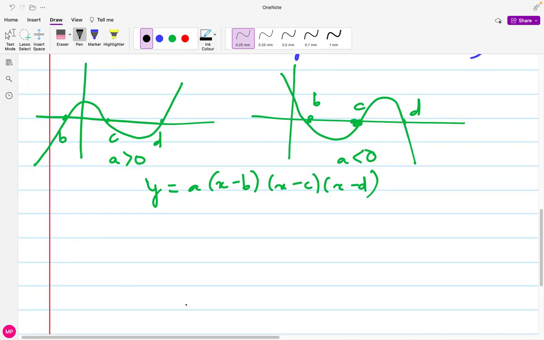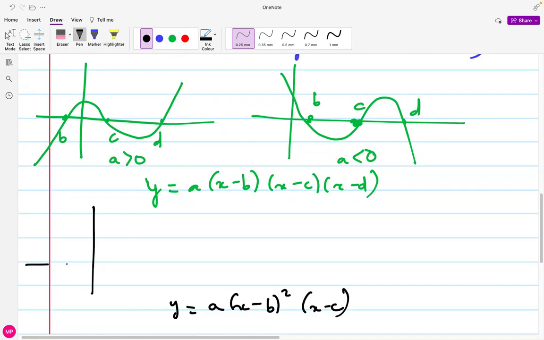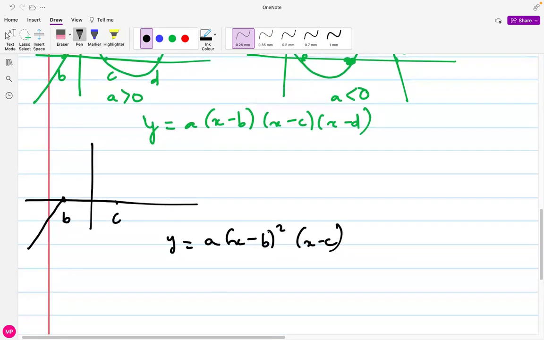Now, if you have y equals a(x minus b) squared (x minus c), then you would have b and c as your x-intercepts, and b will be repeated, the b squared. So think about b here and c here, and you repeated b. You start from the bottom, you go to b, and at b you have the square. The moment you have the square, you're going to back down straight away, so you form a parabola at b. Then you go to c, and at c you just cut through. Whenever you see the square, you touch the axis at x equals b.